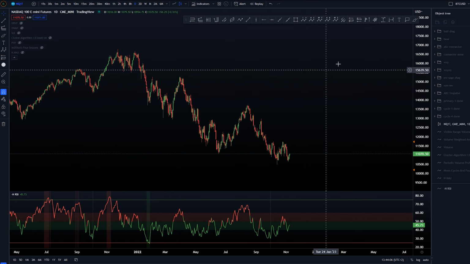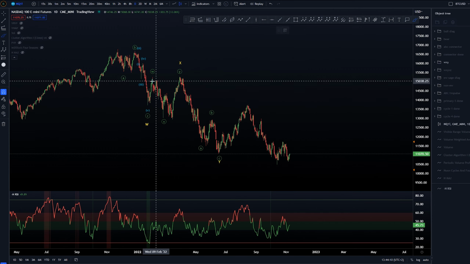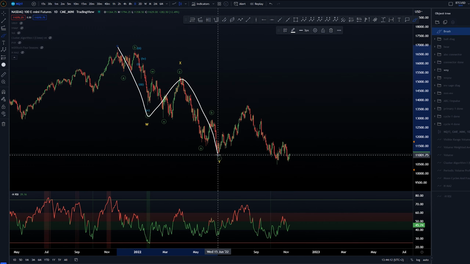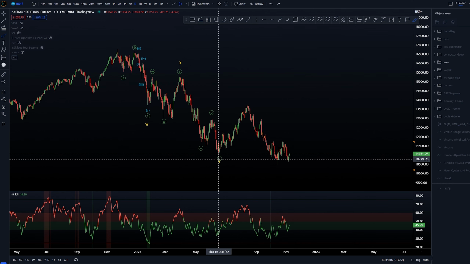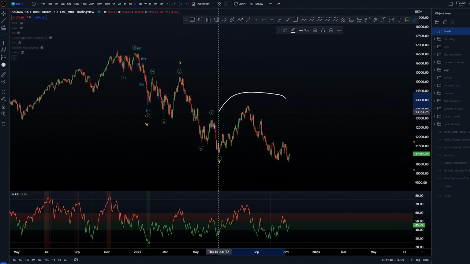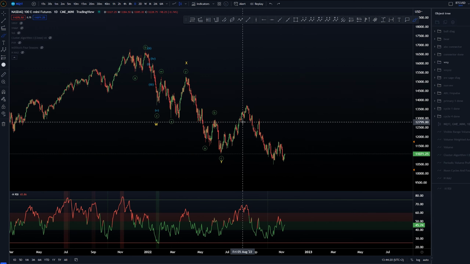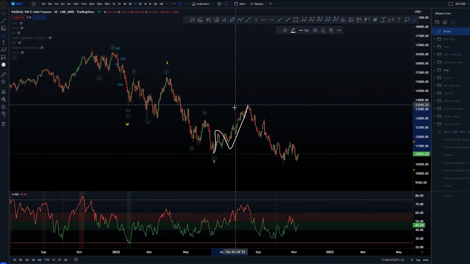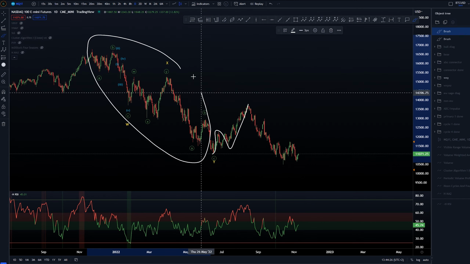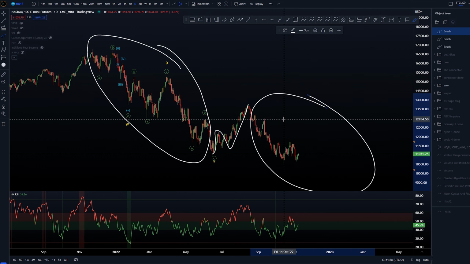Starting here on the daily time frame on Nasdaq, this has been the main idea that we've had, having this as a WXY coming down into the lows of June. Then again we have two different alternations for this structure. The first one is that we have a connector wave here, a three-wave structure that is connecting this previous large wave structure into the next one here.